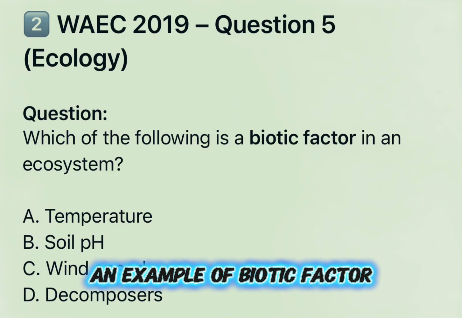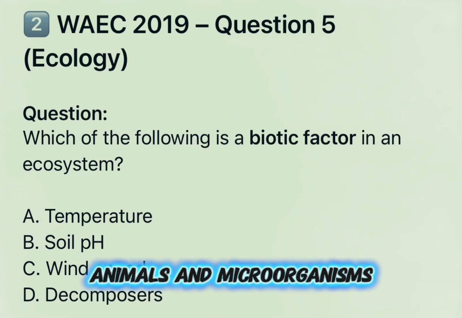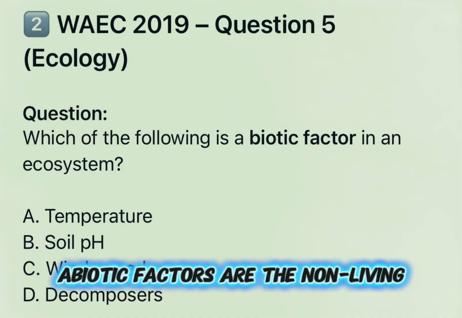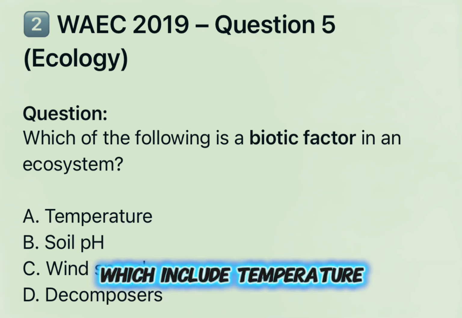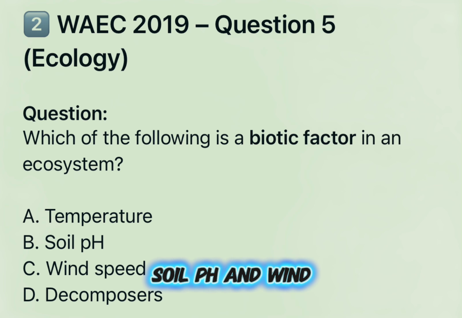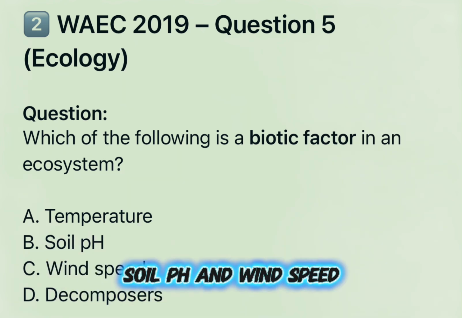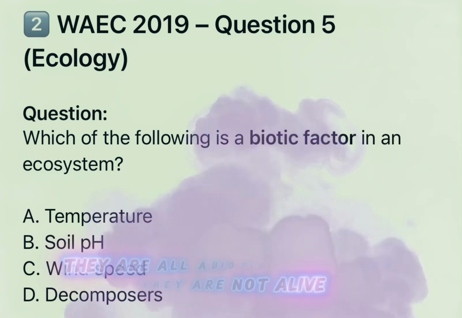Examples of biotic factors include plants, animals, and microorganisms, while abiotic factors are the non-living physical and chemical pieces, which include temperature, soil pH, and wind. In the options given, temperature, soil pH, and wind speed are all abiotic, because they are not alive.